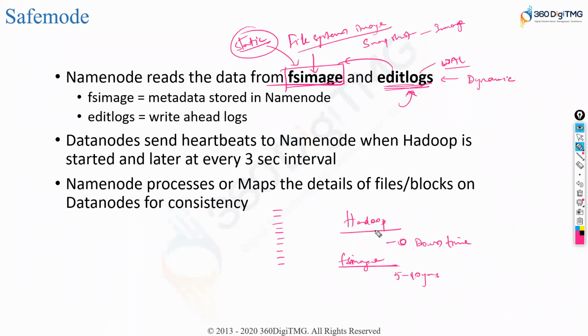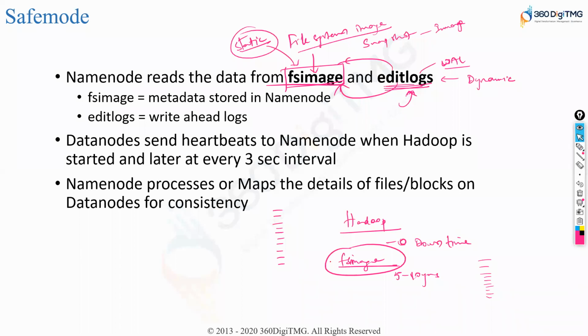So what happens? This file becomes very, very old, historic, and your edit log files will become such a big file that you cannot manage it. Because it is not getting flushed and updated into FS image, right? So edit logs keeps updating. It becomes a file which is too big to handle. Very big, in fact, to handle.